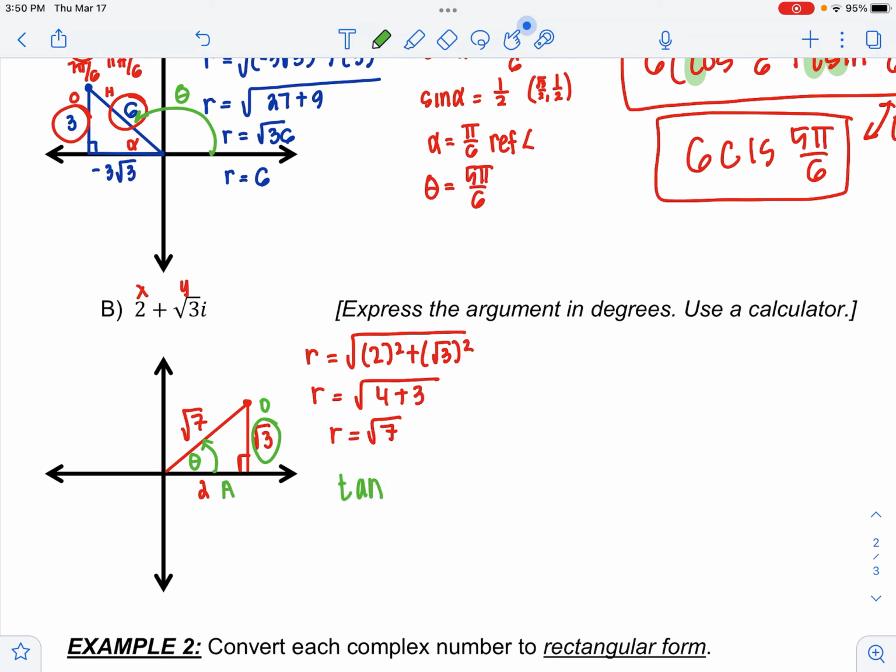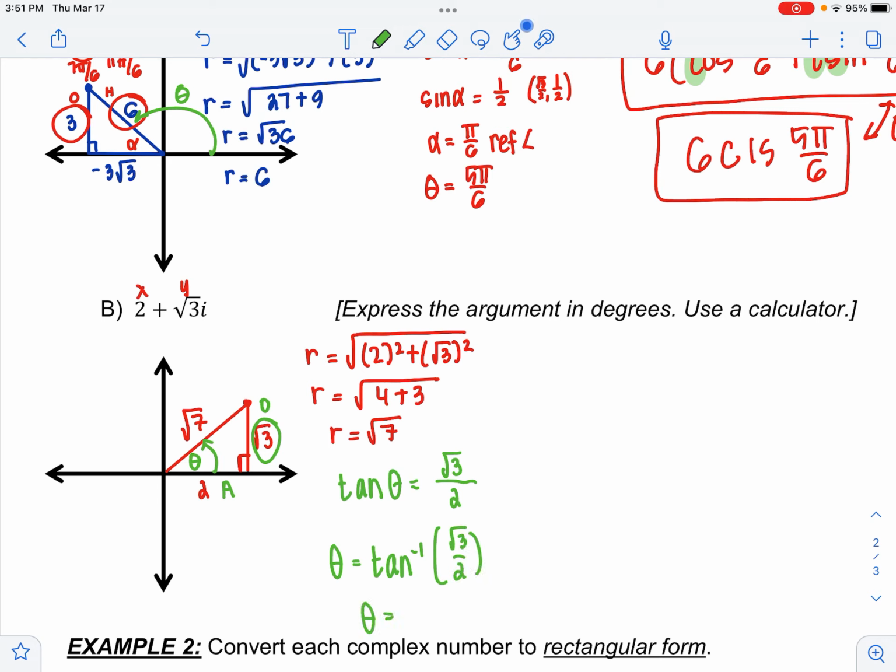Tangent of theta is equal to opposite, which is root 3, over adjacent, which is 2. Now, if that was sine or cosine, I'd know it by heart, but I don't. That's why this problem says use a calculator. So now we're going to use a calculator to figure out what theta is by using tangent inverse of root 3 over 2. This will give us theta.